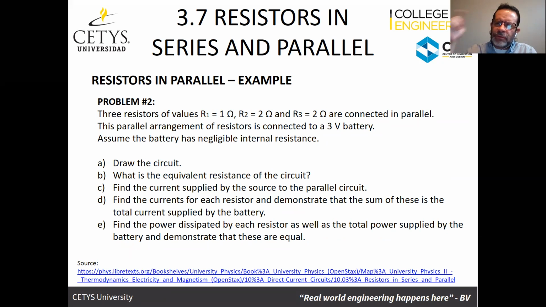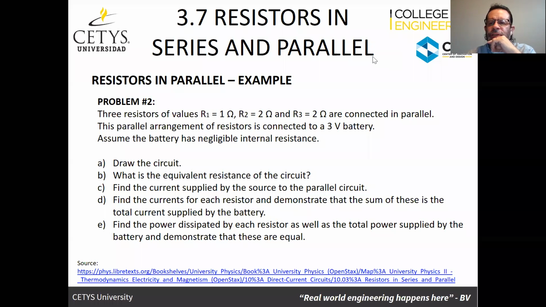We have to do the same things we did for the other one. Draw the circuit, find the equivalent resistance, find the current supplied by the source to the parallel circuit, the currents to each resistor, and the power that's dissipated by each resistor. I'm going to give you a few minutes to try to do this on your own, and we're going to come back and do it here together. Try to do this on your own, and you may ask questions if you wish.